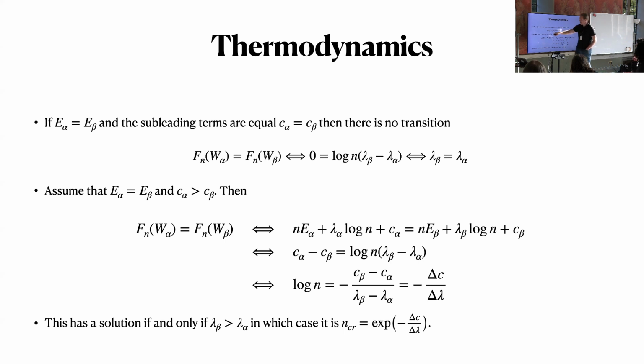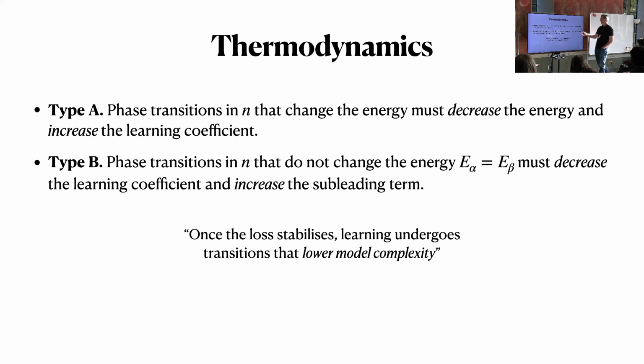I apologize, I didn't fix this. This is an L. It's the accuracy. So if the energies are the same between two phases, but that grab bag of all the lower order terms, C alpha, have the property that they are different, then you can solve to find that it's possible for there to be a transition, which we refer to as type B, which decreases the learning coefficient and increases the subleading term.